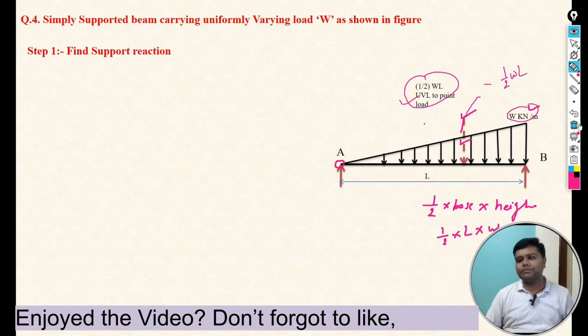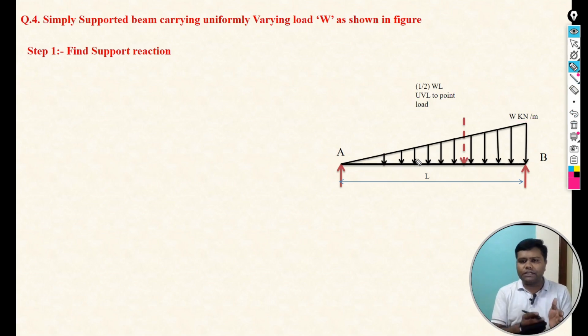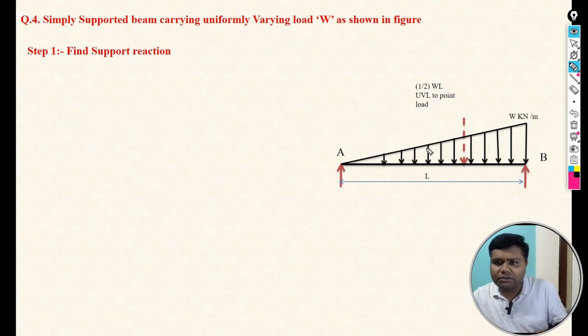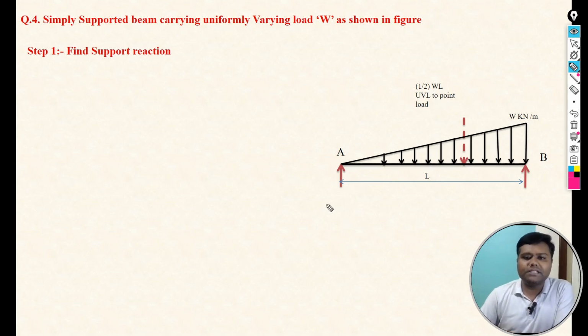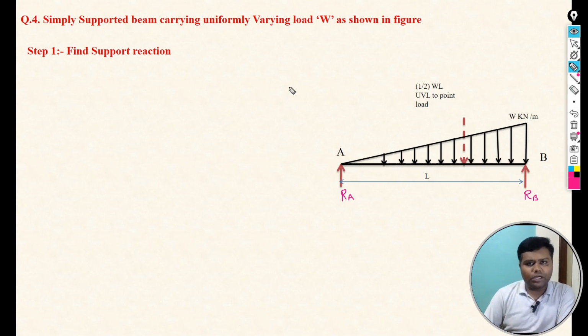So this is the conversion of UVL to point load. Once we convert it, then we have to calculate the support reactions. Let's say we have RA, the support reaction at point A, and RB, the support reaction at point B. Once we consider the support reactions at the different points, the next step is to apply the equilibrium conditions to calculate the support reactions. The first equilibrium condition, we have already discussed.